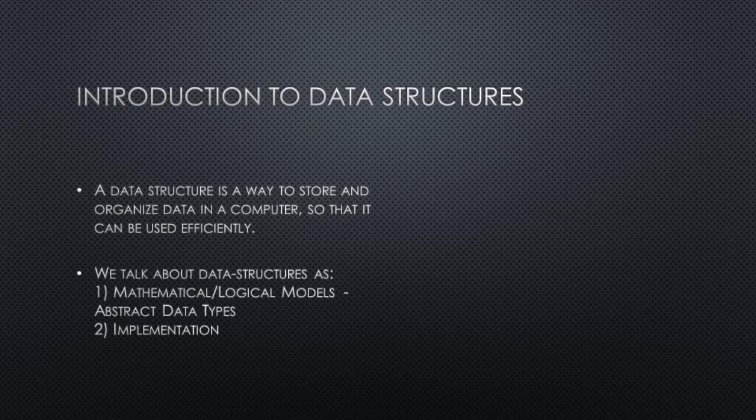When we study data structures as a way to store and organize data, we study them in two ways. We talk about data structures as mathematical, logical models. When we talk about them as mathematical and logical models, we look at an abstract view of them, just at a high level. What are the features and what operations define a particular data structure? We refer to the mathematical and logical model as abstract data types.